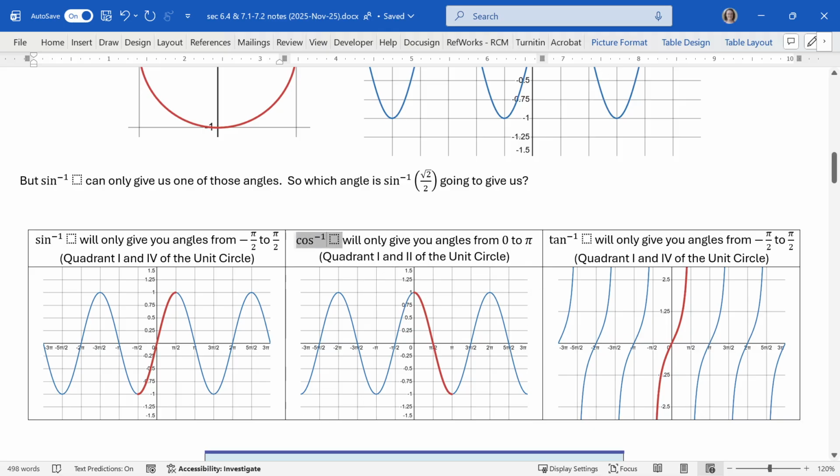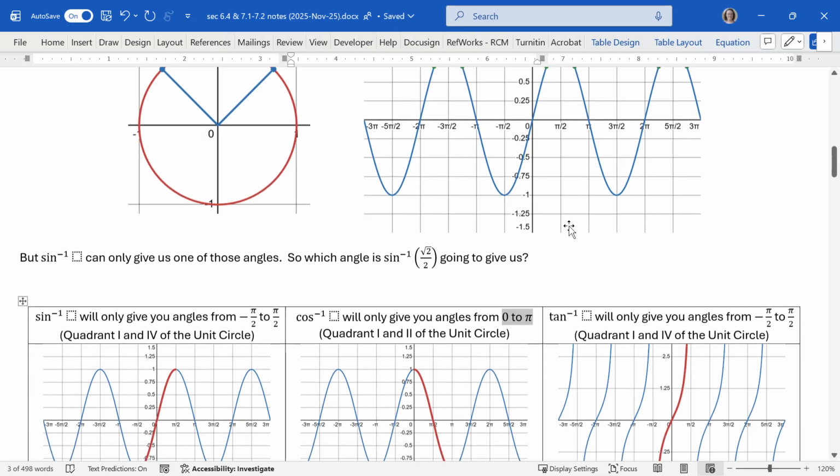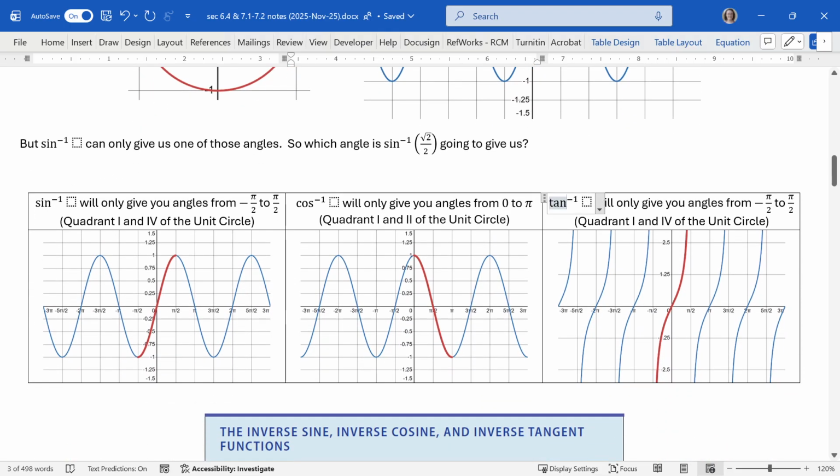So what that means is if you have a cosine value and you plug it into cosine inverse to find out what angle it came from, you're going to get an answer between 0 and pi. So that is the top half of the unit circle, quadrants 1 and 2. Okay. And then lastly, for tangent inverse, they were able to pick the same interval as for sine.